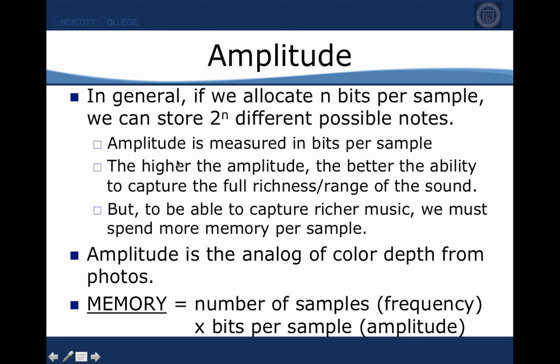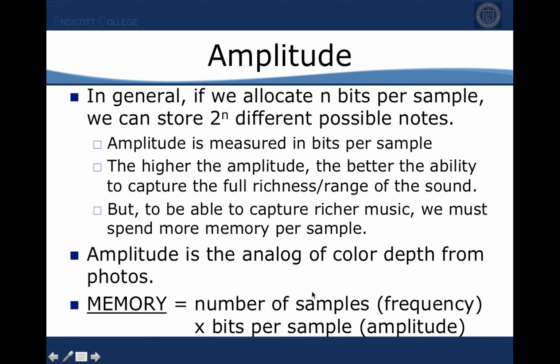Since we've done all of these analogies, the last one to remind you of is the total amount of memory you might need to store a song or some other audio. Well, how many samples did you take? That's the frequency. And how many bits per sample? That's the amplitude. If I multiply, I should get the total amount of memory. Now use your smarts a little bit. Number of samples is not necessarily frequency. Frequency tells you how many samples per second, so obviously you have to multiply by how long the recording is.